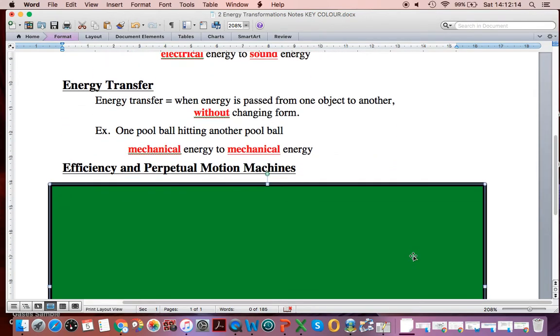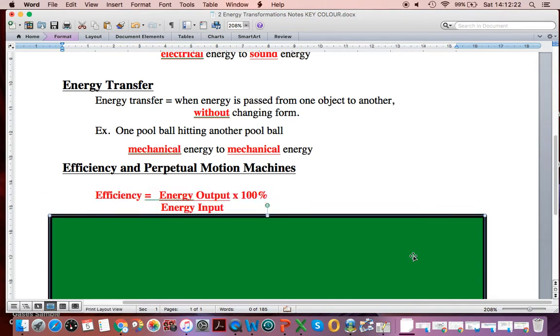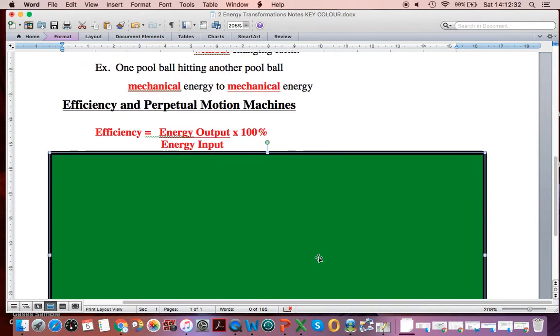There's something called efficiency, and we worry about efficiency in this chapter, and something called perpetual motion machines. Well, efficiency is simply the energy output compared to the energy input as a ratio, and to make it a percent, we multiply by 100 and stick on a percent sign.